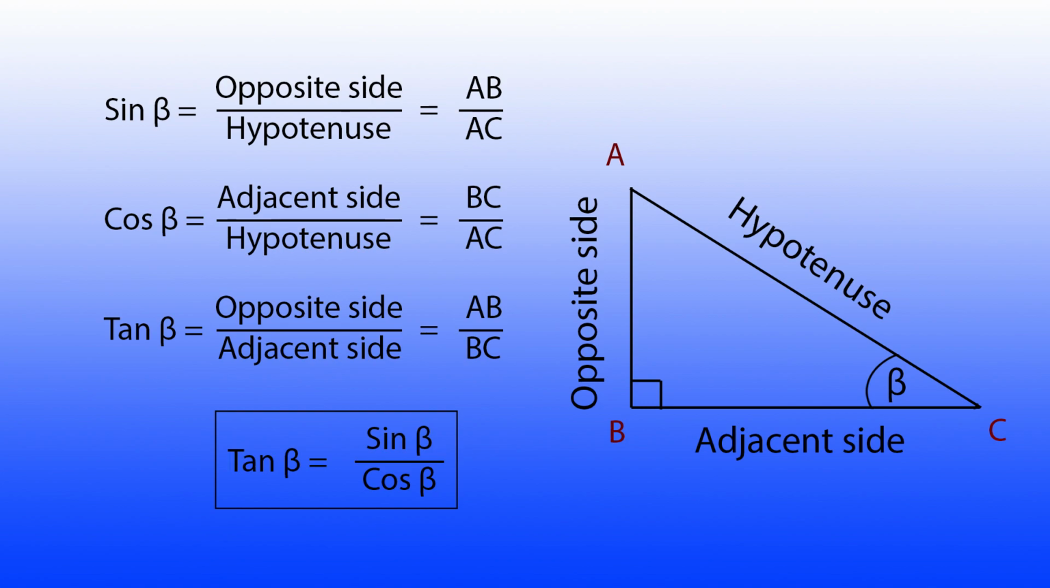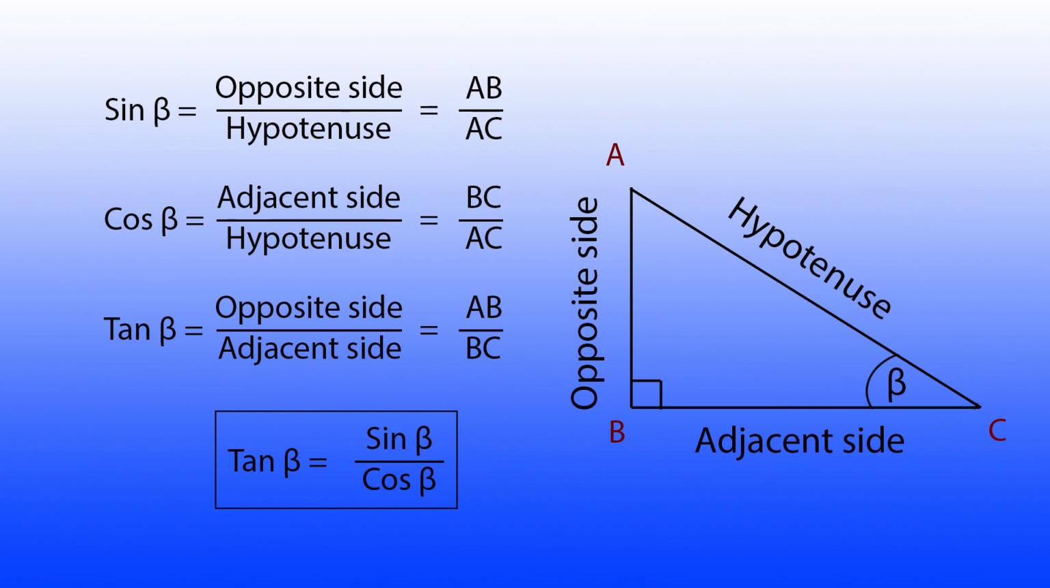There is a relationship between these 3 formulas. That is tan beta is equal to sin beta over cos beta. This proof is in the previous video. If you have any doubt about it, then go to that video.